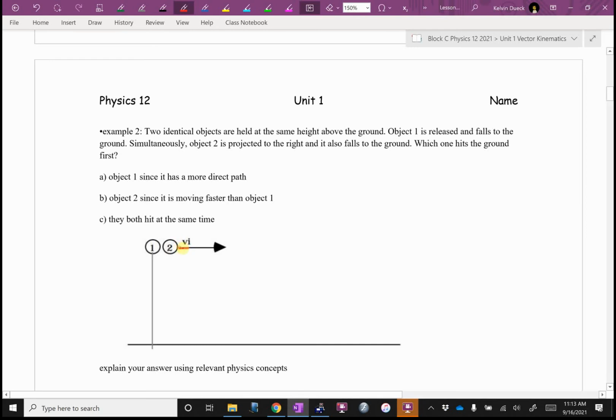We're going to launch an object dead horizontal, and we're going to drop, let's make it an identical object. So you know what? Instead of Nerf dart guns, let's make them dense steel ball bearings so we really can ignore air resistance.